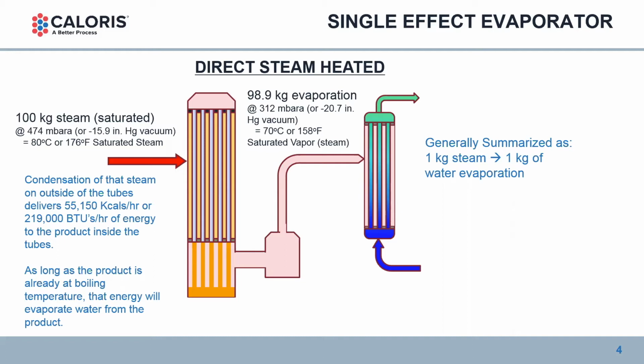I'm using this as the example to say that in general terms, we talk about 1 kilogram of steam evaporating 1 kilogram of water in a one effect direct steam heated evaporator. And I put the note here at the bottom that this example is all based upon the fact that the liquid product coming in the top of the calandria and falling down the tubes on the inside is already at boiling temperature. It's already been preheated. So all the energy goes to evaporation, none for preheating.